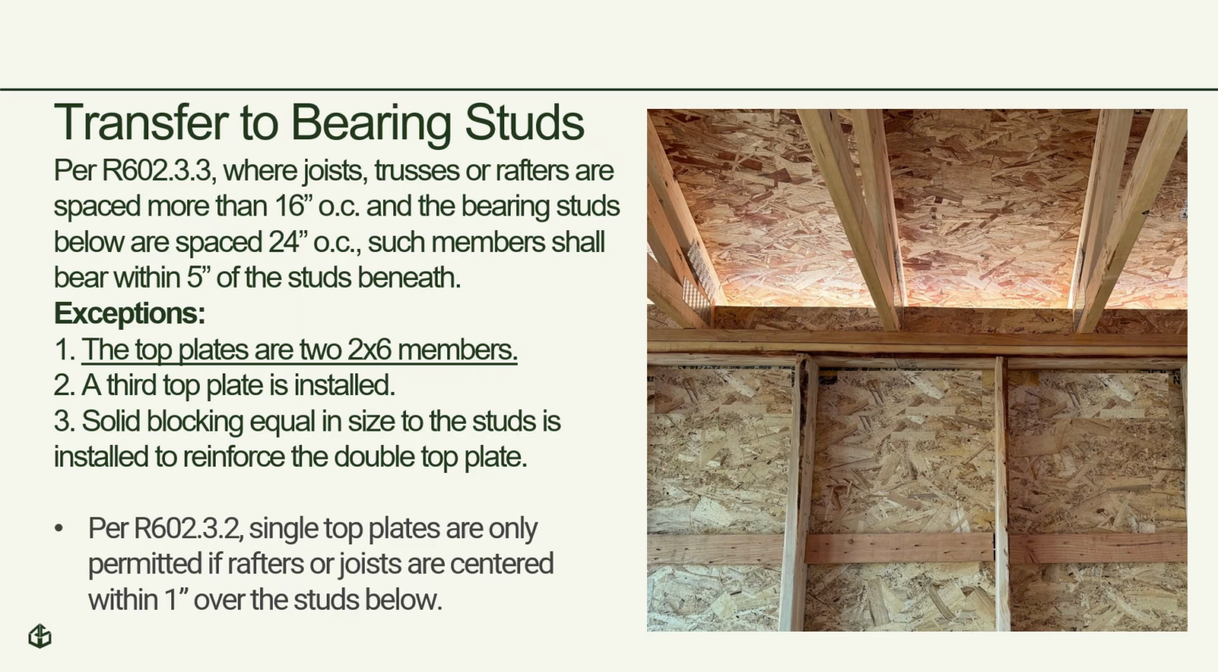In the picture shown, the 5 inch tolerance is exceeded, but because the top plate consists of two 2x6s, it meets Exception Number 1. Note that these tolerances are only for distributed loads, and any point loads from beams or girder trusses would need to be supported by a sufficient column or stud pack.